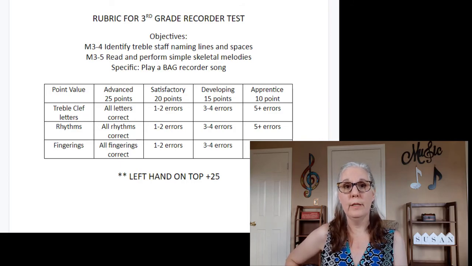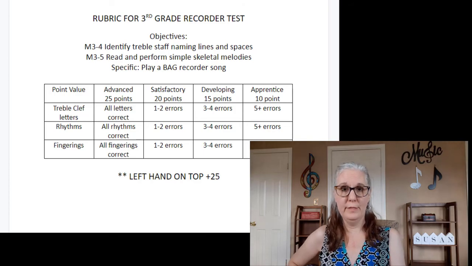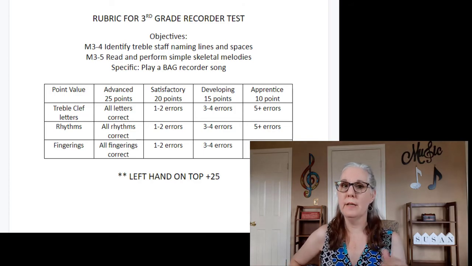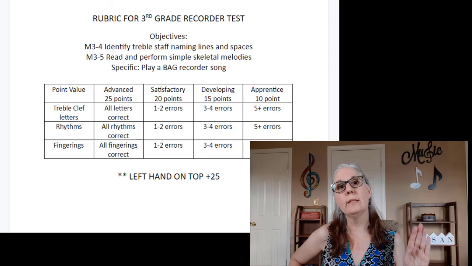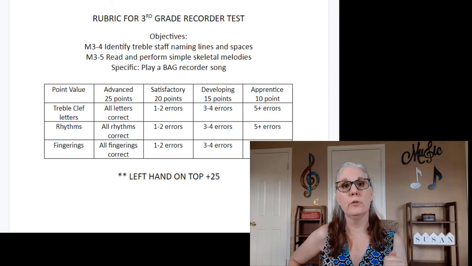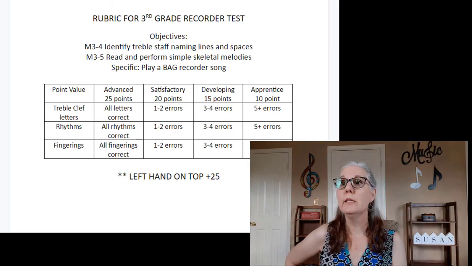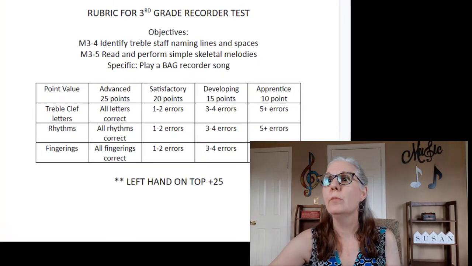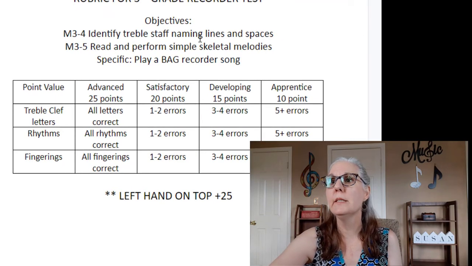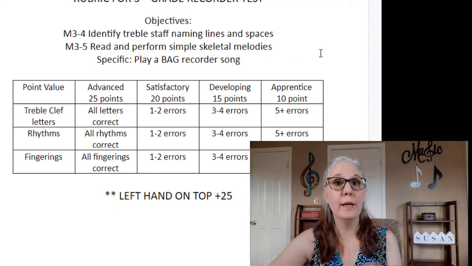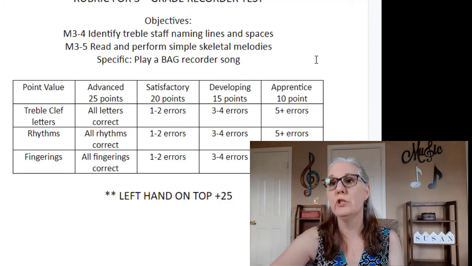My students look at me like, what are you talking about? I've never even held this thing before. And I assure them this is not for a grade. This is just so I can see what I need to teach you. So they generally score extremely low because they've never even tried that instrument before. But you can see the objectives. You've got identify the treble staff, naming lines and spaces, and then read and perform simple skeletal melodies. And I say specific, play a BAG recorder song. Not just play it, but be able to read it on the notation and play it.